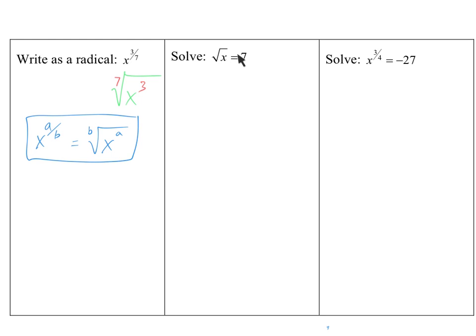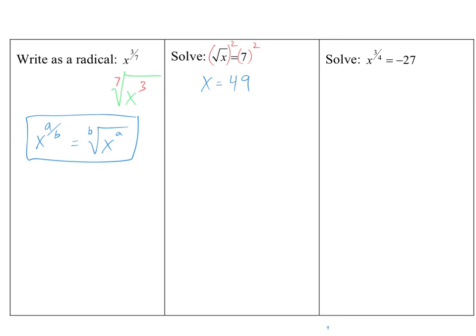Next one. How do you solve this? Well, some of you could just look at this and see the answer. Power to you. I think a lot of you could look at this and say 49. The square root of 49, 7. Done. But what you're technically doing to solve this is to undo a square root, you are going to square both sides. When you do that, you have x equals 7 squared, which is 49.